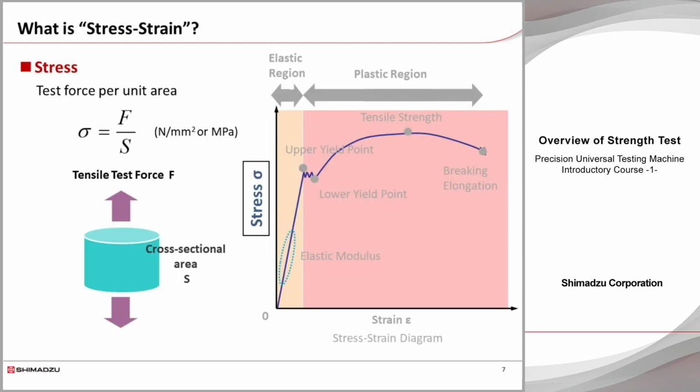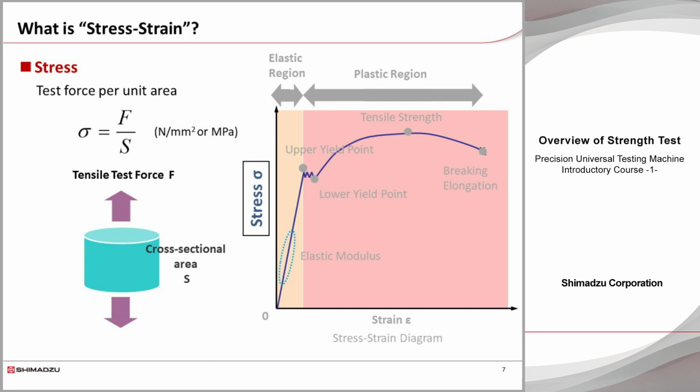Strength testing provides test force in Newton and deformation in millimeter, from which stress and strain are calculated. Stress and strain are used to describe the property of a material, regardless of its shape.